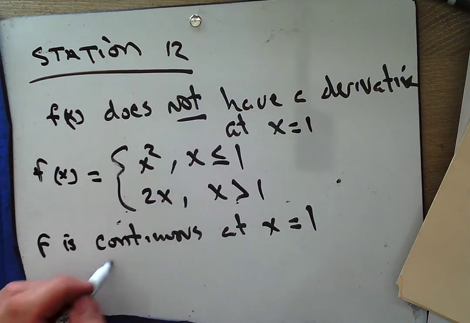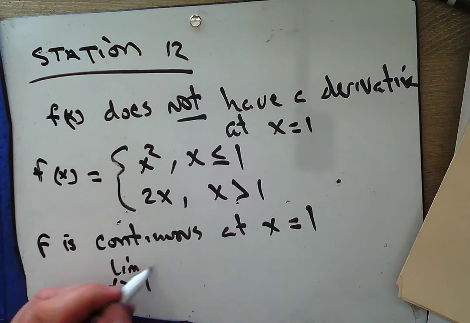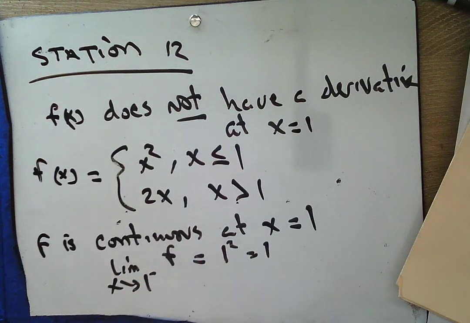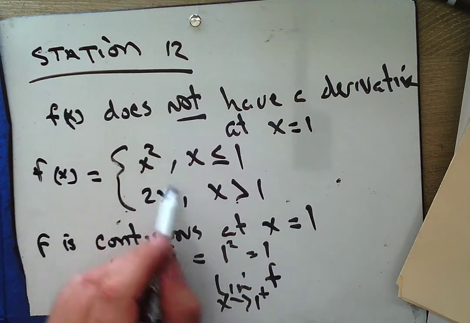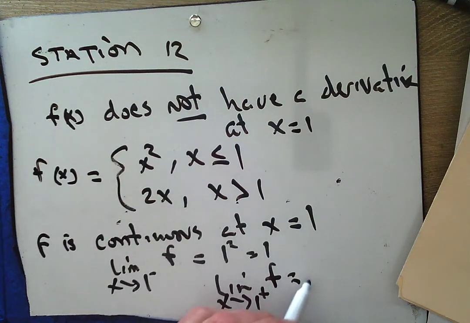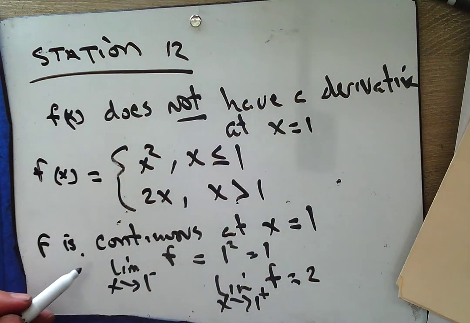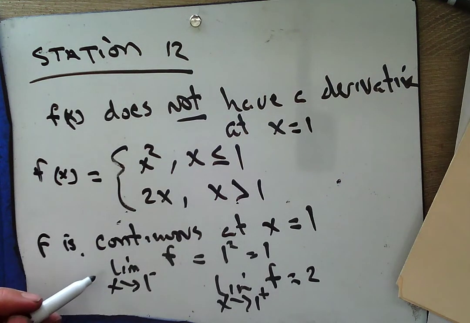If I plug a 1 in here, so this is the limit as x approaches 1 from the negative side of f, I plug a 1 in there, I get 1 squared or 1. And now the limit as x approaches 1 from the positive side of f, that means I plug a 1 in here, which is going to be 1 times 2 or 2. Behold, the limit as x approaches 1 from one side does not equal the limit as x approaches 1 from the other side, and therefore this function is not continuous at x equals 1. I have a jump discontinuity there. So no, this function does not have a derivative because f is not continuous.